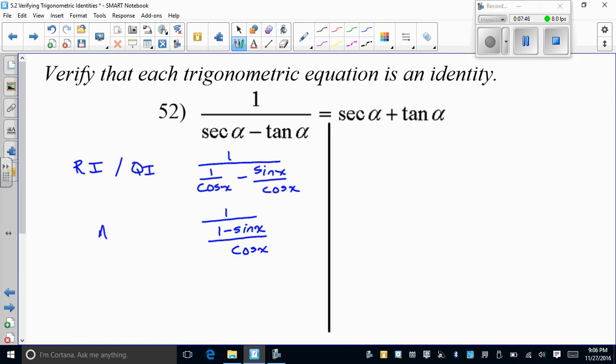Okay, now we have a nice little complex fraction. 1 is in the numerator and the rest is in the denominator. So we're going to multiply by the reciprocal on top and bottom. Cosine of x over 1 minus sine of x on top, all over cosine of x times 1 minus sine of x. These guys will cancel out, which is exactly what we want, which leaves us with cosine of x over 1 minus sine of x.